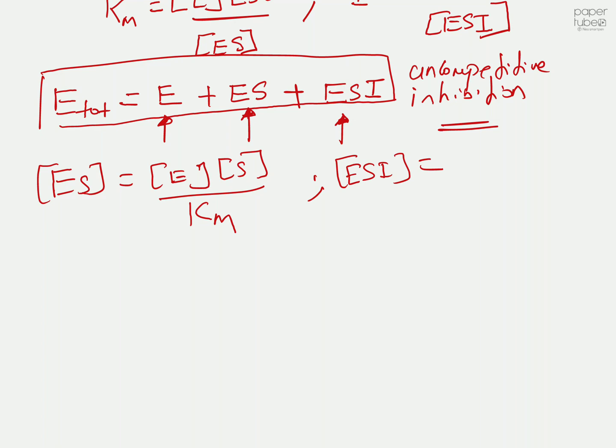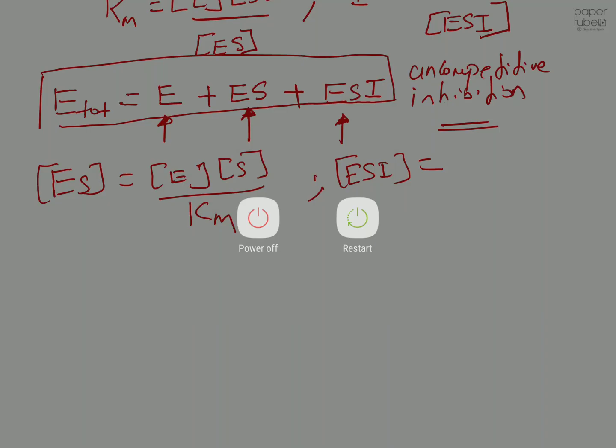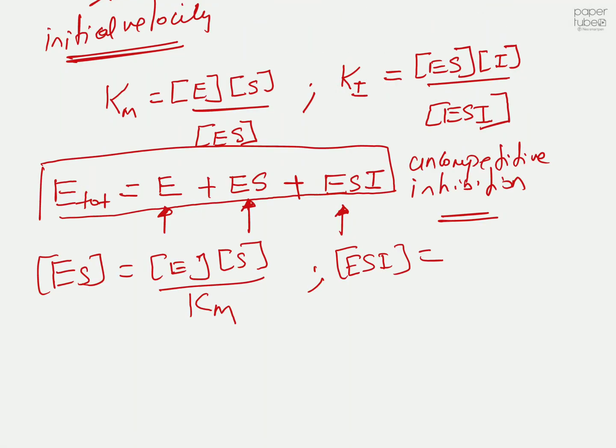And likewise, we cannot measure the concentration of enzyme substrate complex. How many molecules of your enzyme are associated with substrate is very difficult to measure experimentally. So that's why we have to eliminate them. Let's try to do that. Enzyme substrate inhibitor complex will be equal to enzyme substrate concentration multiplied by inhibitor concentration divided by Ki.